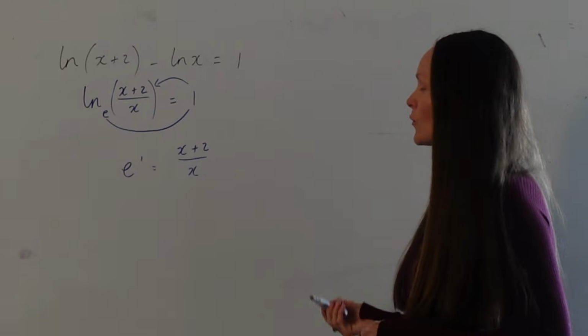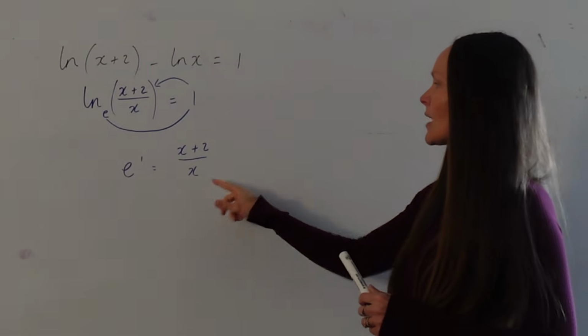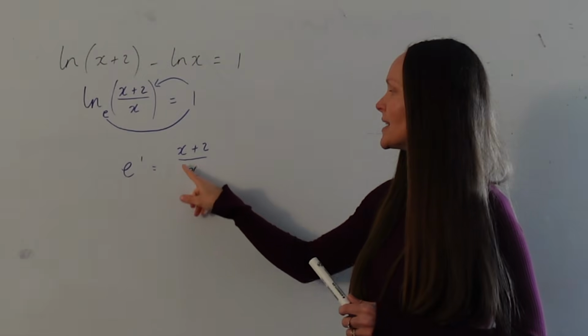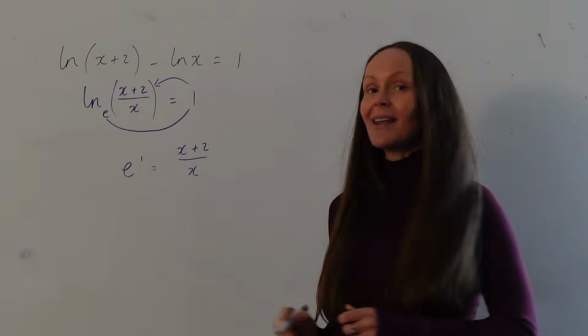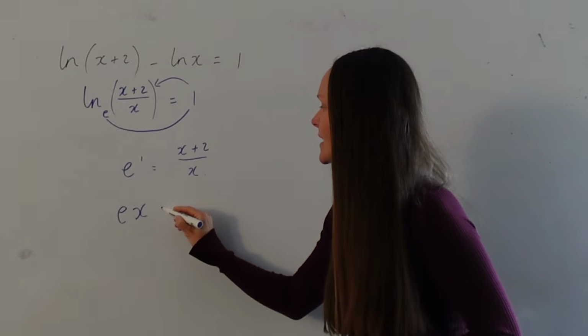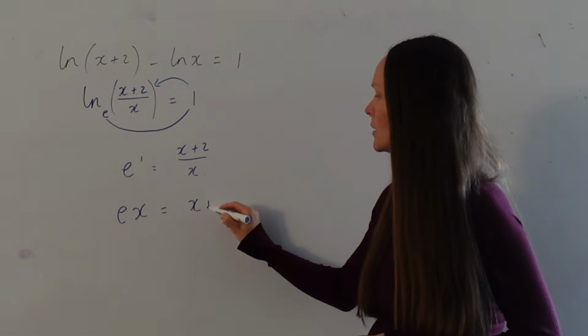Remember, we're solving to work out x, and we've got x values here and here, so I need to get rid of this fraction. I'm going to multiply everything in this equation by the denominator here, x. If I multiply the left-hand side by x, I have e multiplied by x, which is just ex, and on the right-hand side, I'm left with x plus 2.